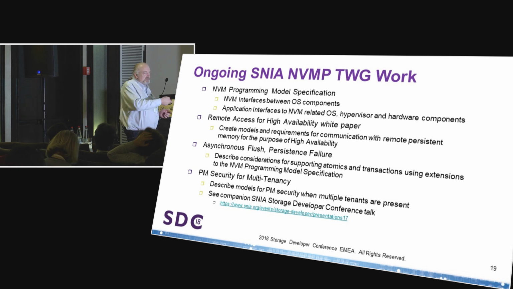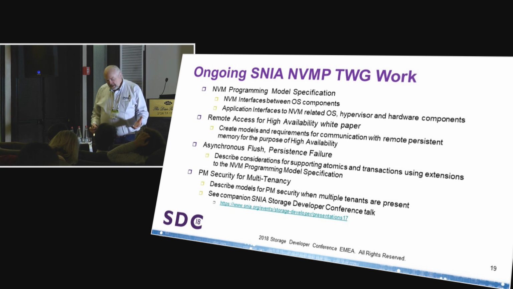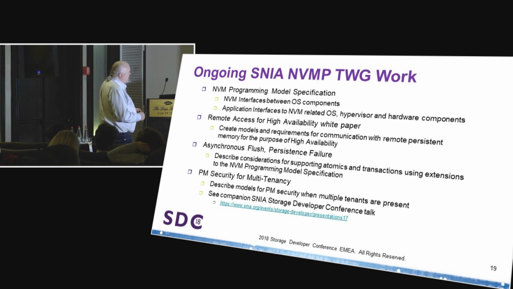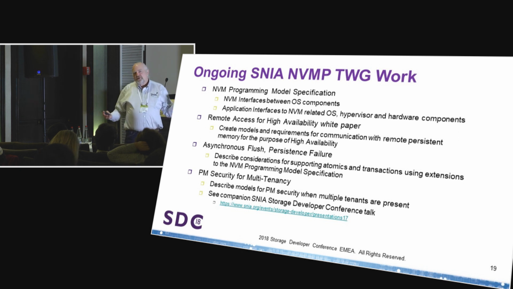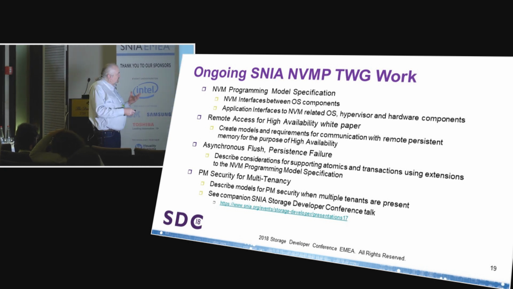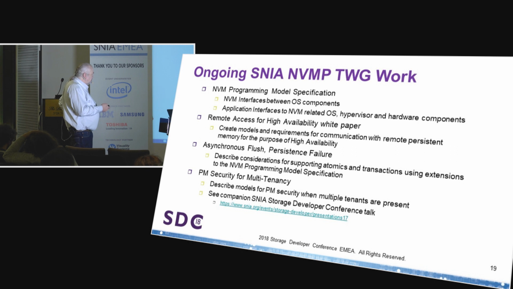We're still digging in this space, and we may end up working with some other groups to help us solve this problem, like the Open Fabrics Alliance, for example. And we're looking at basically persistent memory over fabrics. May not end up with that name, but that's essentially what we're digging in. We're going to re-dig in it some more going forward. There's also asynchronous flash persistent failure, describing the considerations for supporting atomics and transactions using extensions. We also have work in progress on persistent memory security for multi-tenancy.